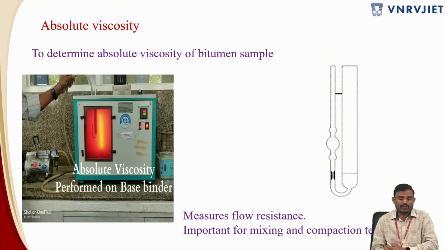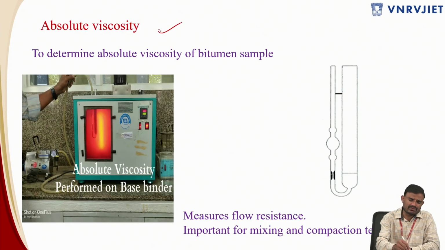The other test is very important: absolute viscosity. So far we have discussed three of the consistency tests, namely penetration value, softening point and ductility. And the other test which is very important is absolute viscosity. Why I mention this as very important is that this is one test of the bitumen where you are directly relating to the performance of the bitumen, or directly the flow characteristics of the bitumen, or the original bitumen properties being reflected in the viscosity.